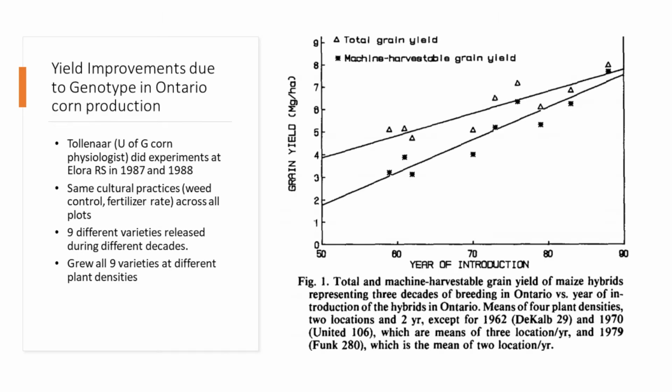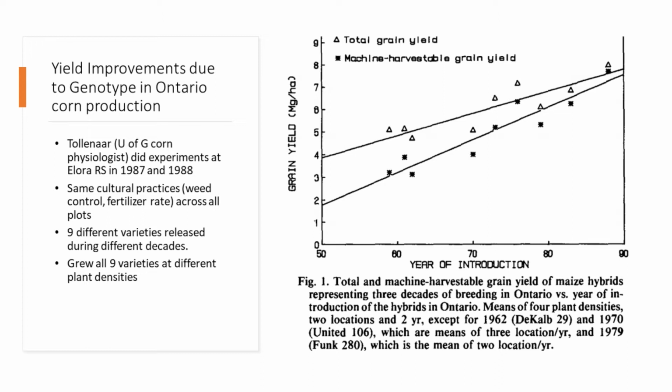So we're going to first look at a study done by a retired corn physiologist named Tice Tolinar. He did this experiment at the Aurora Research Station in 1987 and 88, so before many of us were born. And again, the way scientists test the pure effect of G, that G component, independent of interactions with environment or management, is to grow different crop varieties, doesn't have to be corn, released over a 40 or 50 year time span.